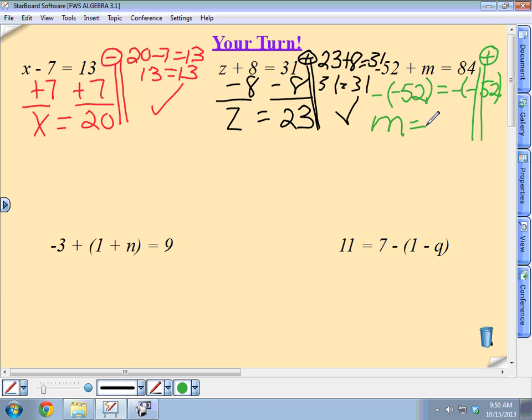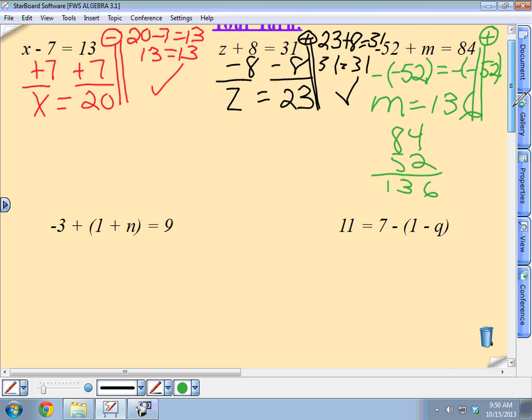84 minus negative 52 is what? Is positive 52. It's adding, right? Yes. Minus a negative is adding the opposite. So you'll get 136. 136. That is correct. Yay. And for some of you who want to see that, who couldn't do that in your head, okay? Good.